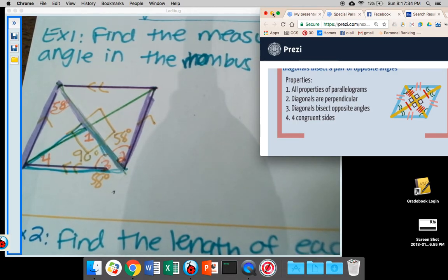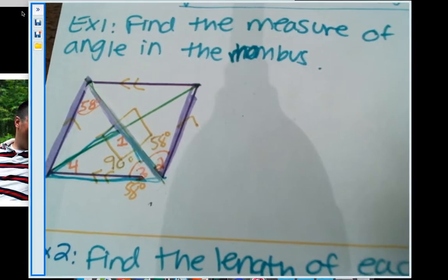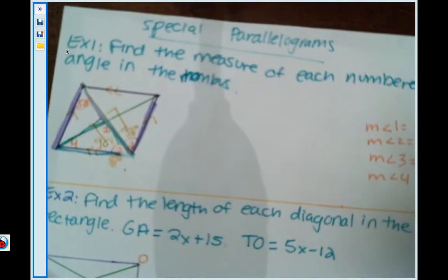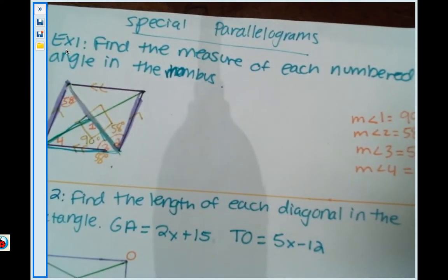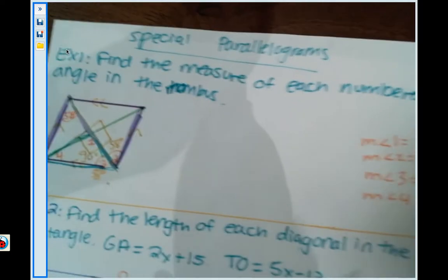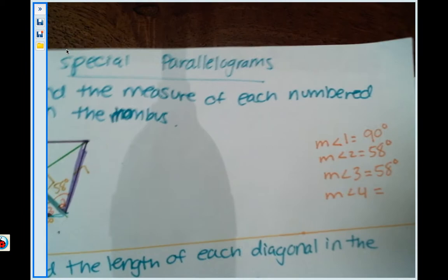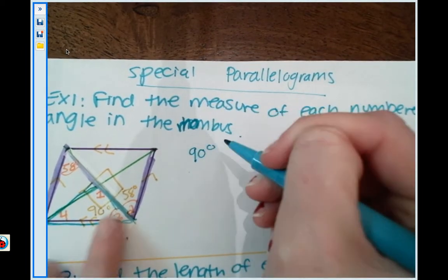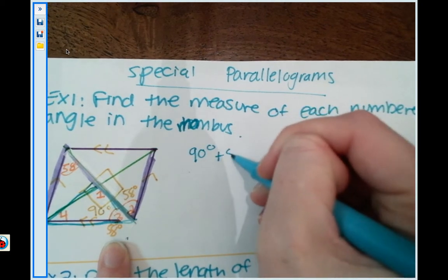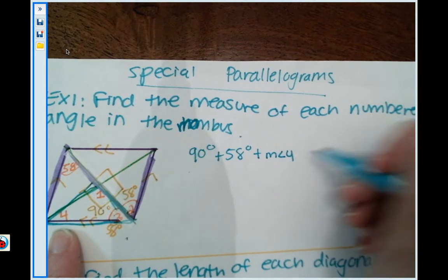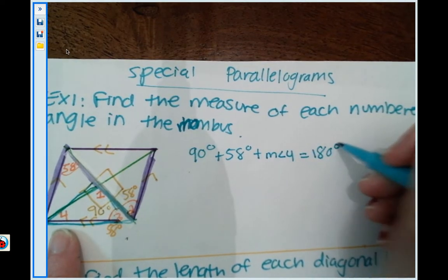Okay, so I'm going to put this away and make this bigger so you guys can see it. Let me zoom out a little bit and focus this again. Alright, let's get going. So we know that the measure of angle 1, which is 90 degrees, plus my second angle, which is 58 degrees, plus the measure of angle 4, which we don't know, should all add up to be 180.